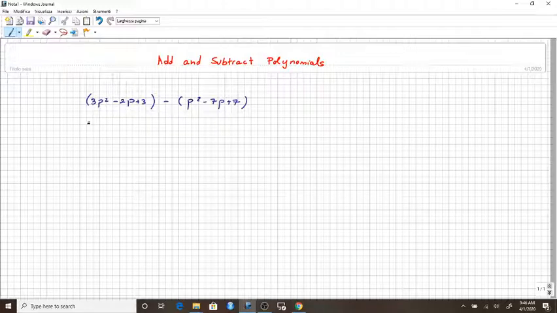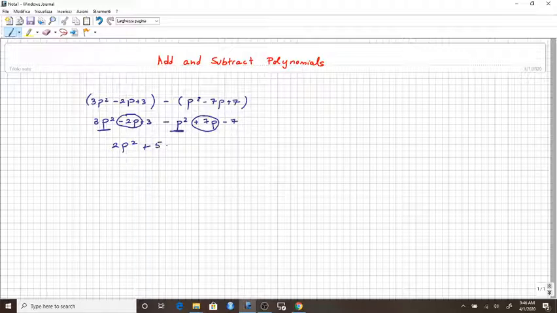Alright, so to simplify this, we can just drop the first parentheses, so 3p squared minus 2p plus 3, and then this negative sign is going to make everything in parentheses the opposite sign, so we have a negative p squared plus 7p minus 7. At this point we can combine like terms, so 3p squared minus p squared becomes 2p squared, and then this negative 2p can be combined with this 7p to make 5p, and then finally we have the numbers, so plus 3 minus 7 is going to add up to negative 4.